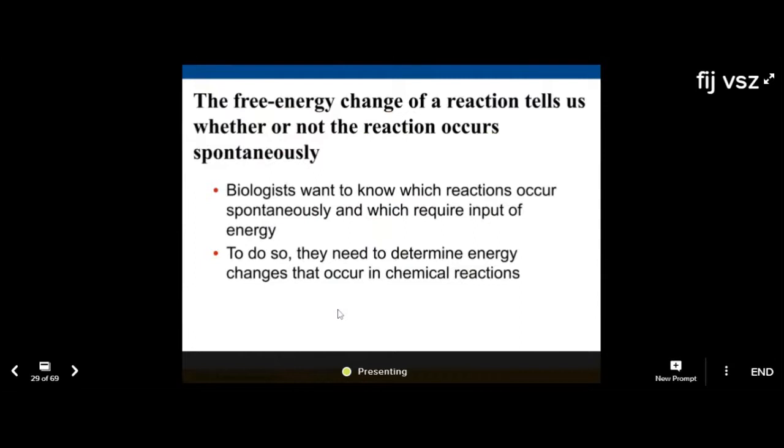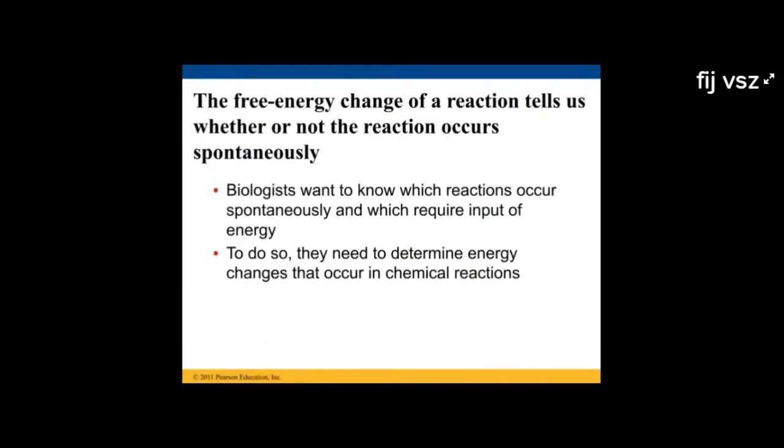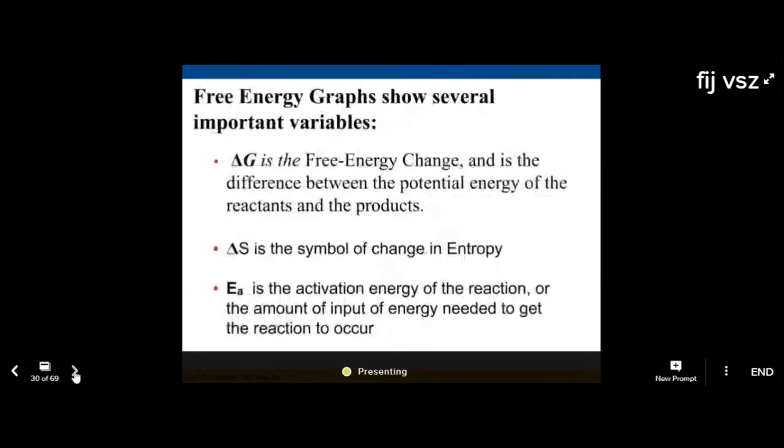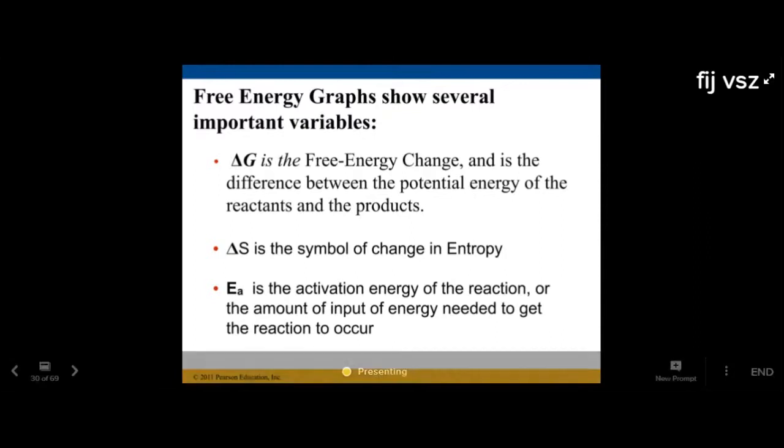The free energy change of a reaction. Okay, so again, don't write this down, just let me read it to you. I just want to know which reactions occur spontaneously and which require the input of energy. So you need to determine energy changes that occur in chemical reactions, and you can graph them. So first of all, we need to have some variables. These are good variables to write down. I'm going to give you time for this screen, okay?